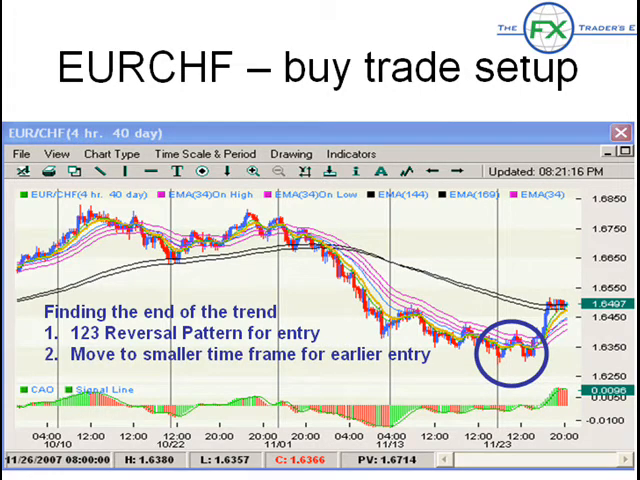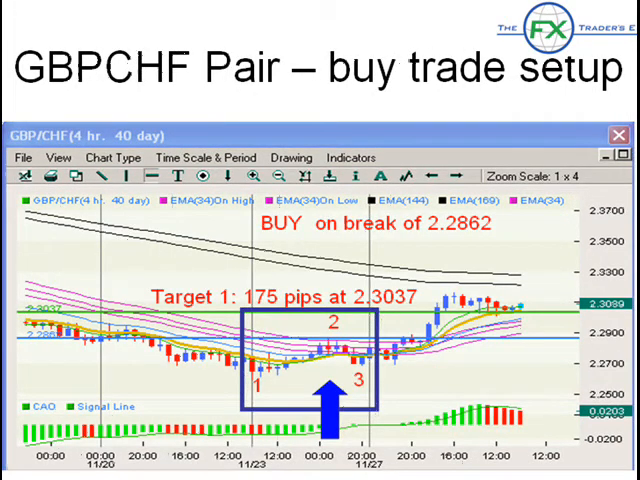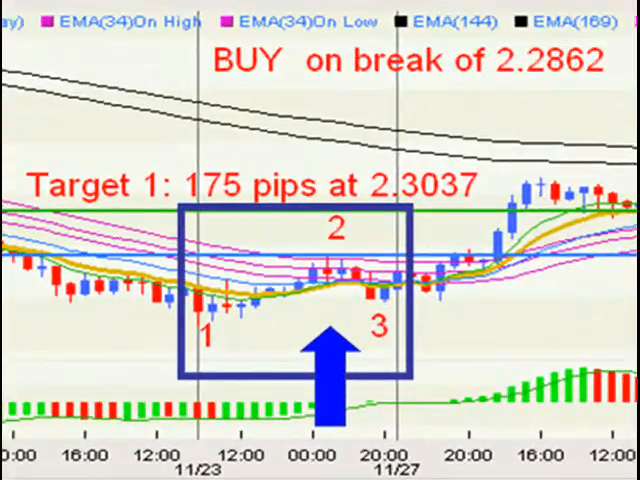Look at the pound Swiss in more detail. In this pound Swiss pair, this was a buy trade setup. The point 1 is the low of the move. The point 2 is the first move up off the lows. The point 3 is the retracement. And then boom, we trade through that blue horizontal line at 228.62. That's the point 2. That's your entry point. Your target is 175 pips at 230.37. So your strategy is to buy on the break of 228.62.